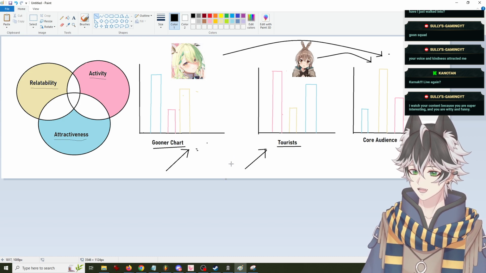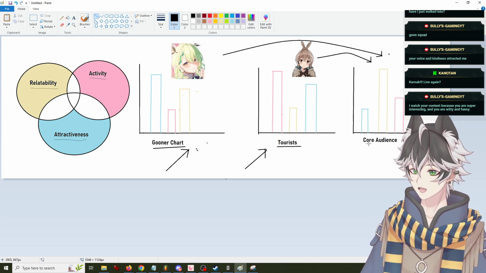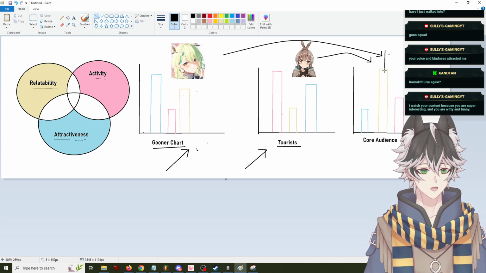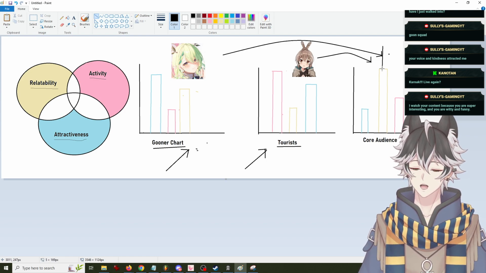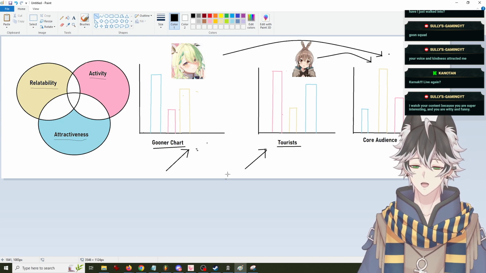Oh, thank you. I appreciate that. But yeah, if you say things like I'm witty and funny or you like my personality, that means you're getting more out of the relatability aspect rather than anything else. That's just my opinion, by the way.